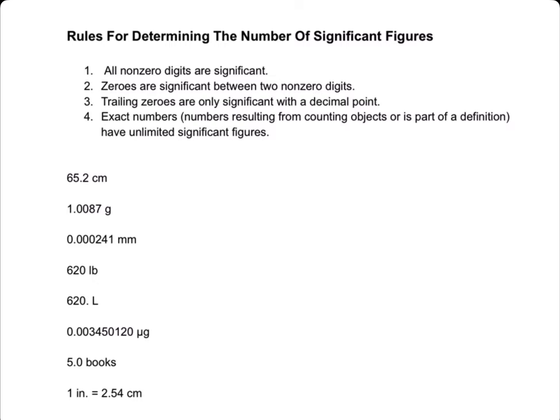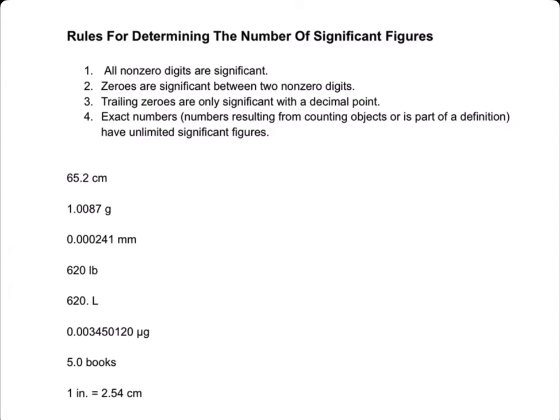Rule 2 says that the zeros that come between two non-zero digits are significant. And Rule 3 says that trailing zeros, the zeros that come at the end of the number, are only significant when there's a decimal point. Then there are a set of numbers called exact numbers. These are numbers resulting from counting objects or is part of a definition. Exact numbers have an unlimited number of significant figures.